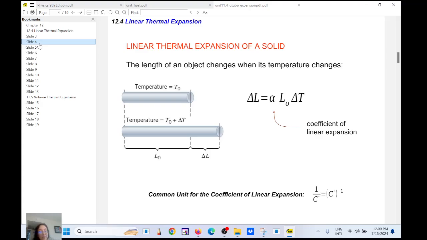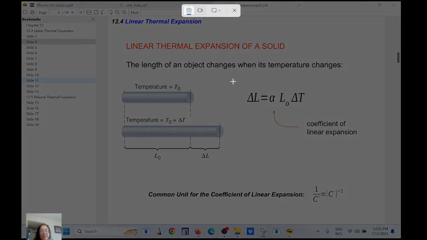Okay. So you have this equation here. And of course, how much expansion you're going to get depends on the material. So you have a coefficient here, the coefficient of linear expansion. It's going to give you the expansion per unit length. The unit will be in degrees Celsius to the -1, right? So we're going to have that here.